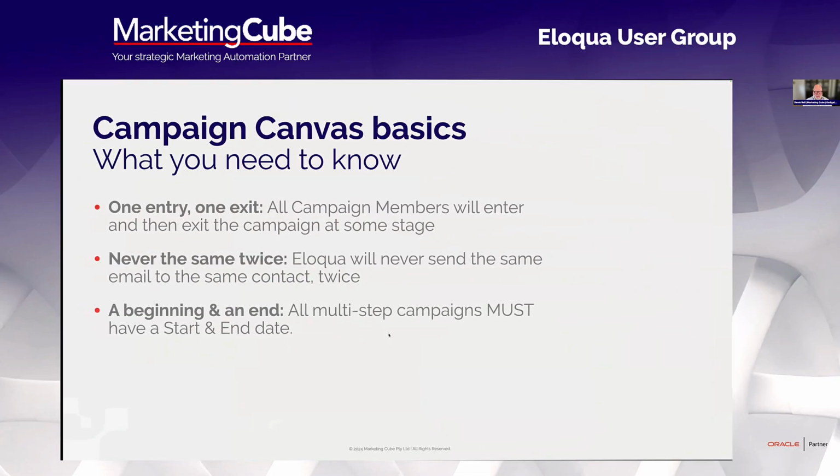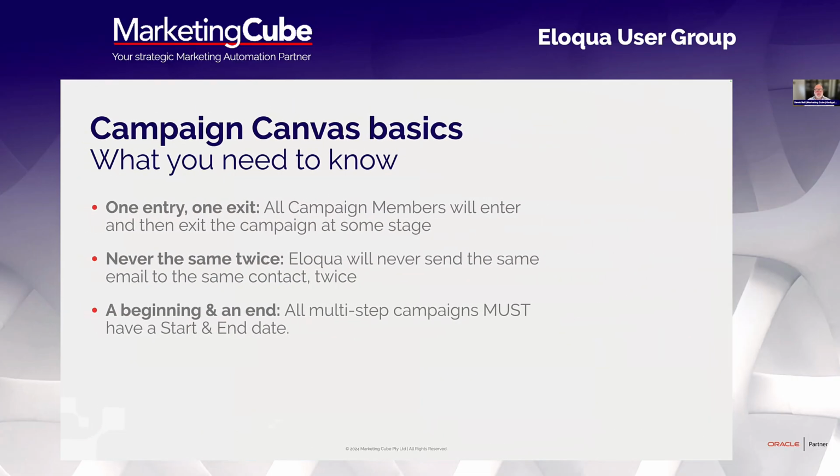All right, the basics. So the basics when it comes to the campaign canvas, if you can get these things into your head, it will generally make it a little bit easier for you to troubleshoot or understand what's going on within the canvas. So an individual human in a segment will have the ability to enter a campaign once, and at some point they will exit that campaign. Okay, so they can only enter once, and at some point they will exit.